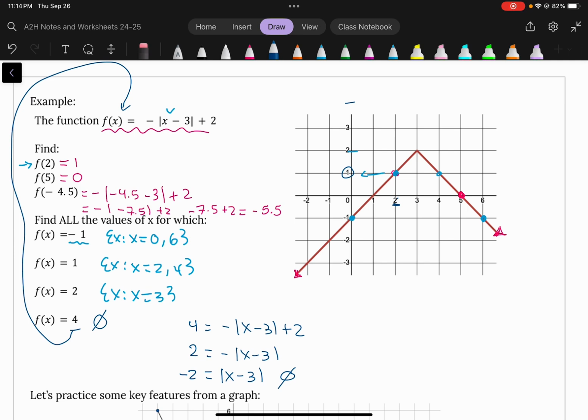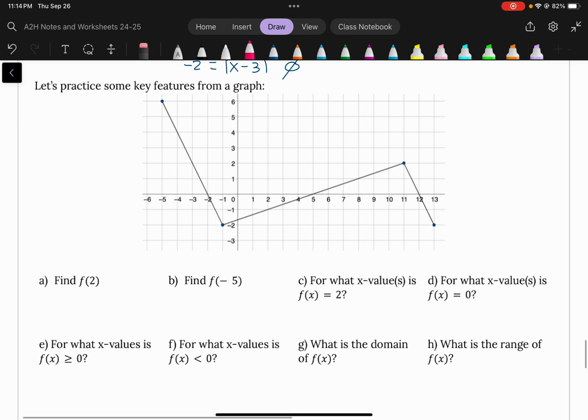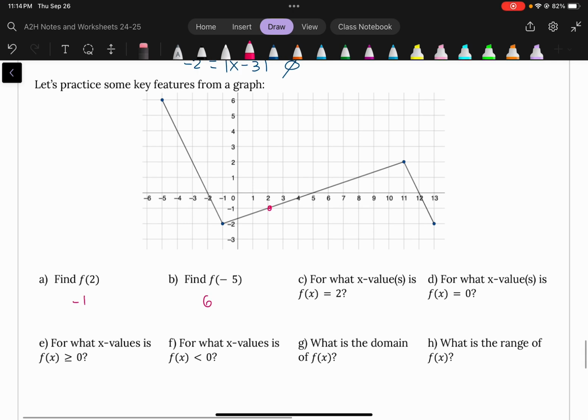For what x values is f of x equal to 0? Well, this time there are 3. This is when is the output equal to 0, essentially where are you on the x-axis when you're talking about the graph, and your answers are negative 2, 5, and 12.